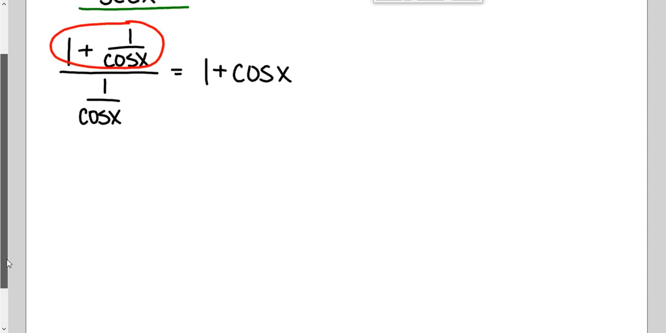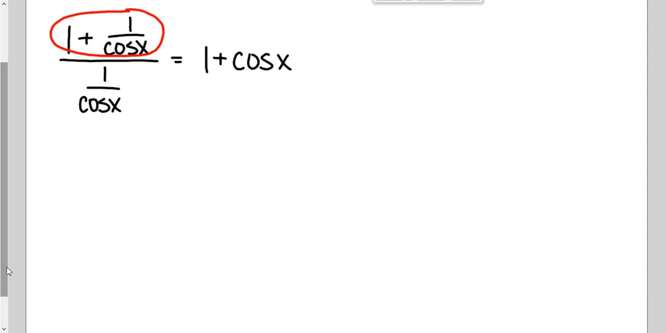So right now I've got 1 plus 1 over cosine. I can't add things that are not both fractions with the same denominator. So the first thing I have to do is think about what 1 would be as a fraction. What would be 1 over 1?